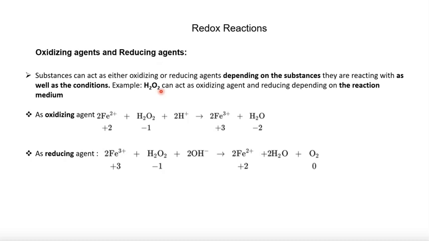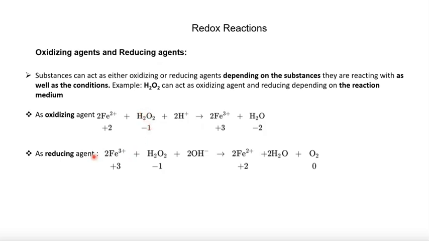Here we show a reagent which is hydrogen peroxide. When it is acting as oxidizing agent, it oxidizes iron 2 to iron 3. And you can notice that in hydrogen peroxide, oxygen has an oxidation number of -1. But after the reaction, oxygen gets oxidation number -2. That means this reagent itself is reducing. Though it's acting as oxidizing agent, it itself is reducing.